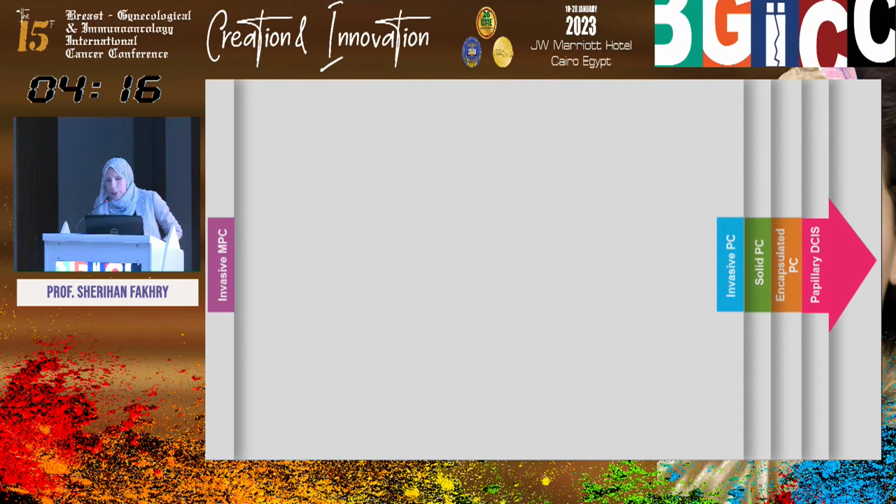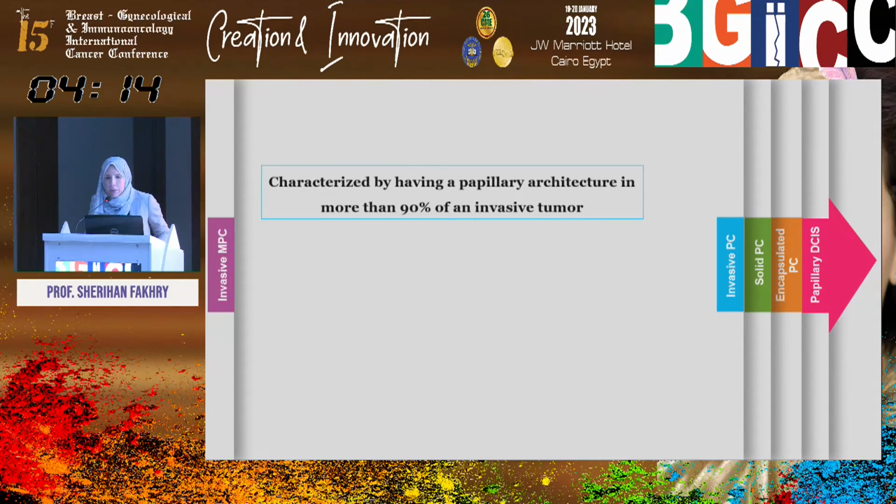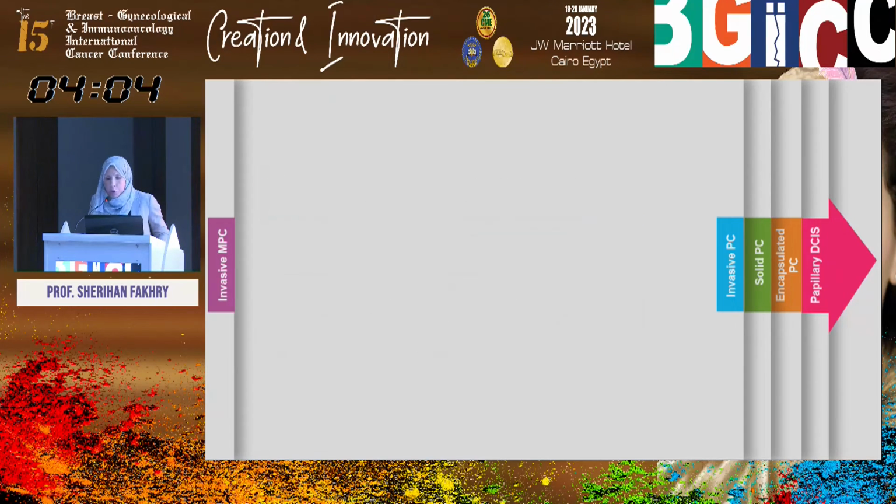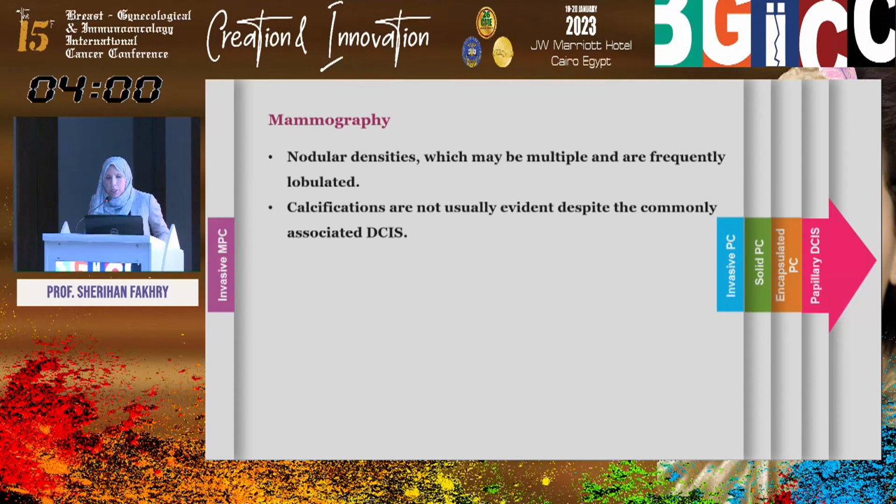Concerning invasive papillary carcinoma, it is characterized by having a papillary architecture in more than 90% of an invasive tumor. It has a better prognosis with less axillary nodal metastasis than do other forms of ductal carcinoma. In mammography, they appear as a lobulated or nodular density. Calcification are not evident despite the commonly associated DCIS. By ultrasound, mostly they are hypoechoic and irregular.